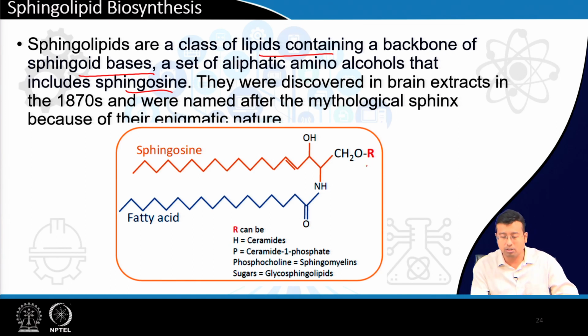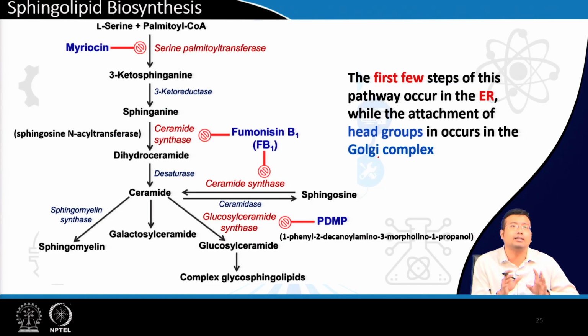Now, this is the basic structure of sphingolipid, where the R can be a hydrogen group, then it will be known as ceramide. The R can be a phosphate group, then it will become ceramide 1 phosphate. The R can be a phosphocholine, it will be sphingomyelin. R can be sugar, it can be glycosphingolipid, irrespective of the structure. So, we will not be going into the structural detail, we will be just seeing the overview of the important enzymes and the inhibitors that are involved in sphingolipid biosynthesis.